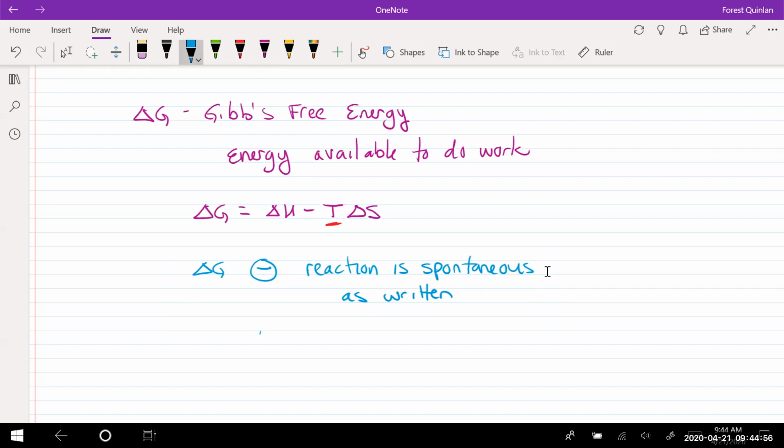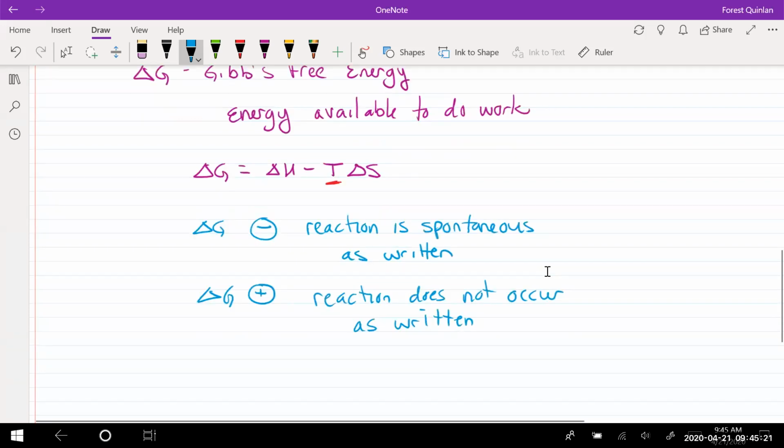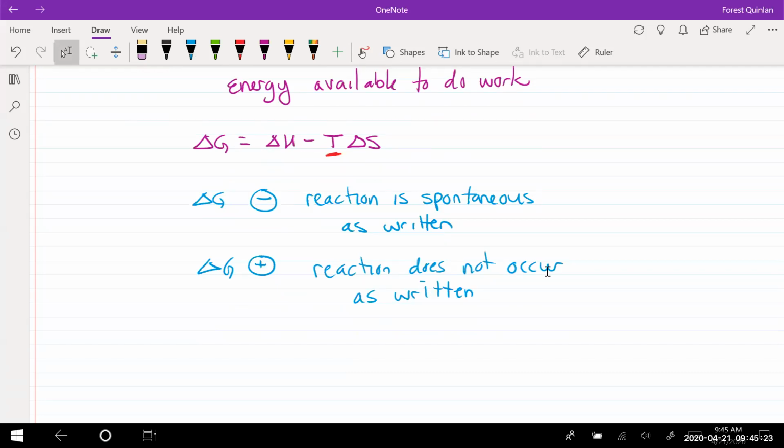And that also means that if the delta G is positive, the reaction does not occur, as written. And that's on its own, correct? The reason why I hesitate on the "on its own" is because you always have to give reactions a push, okay?